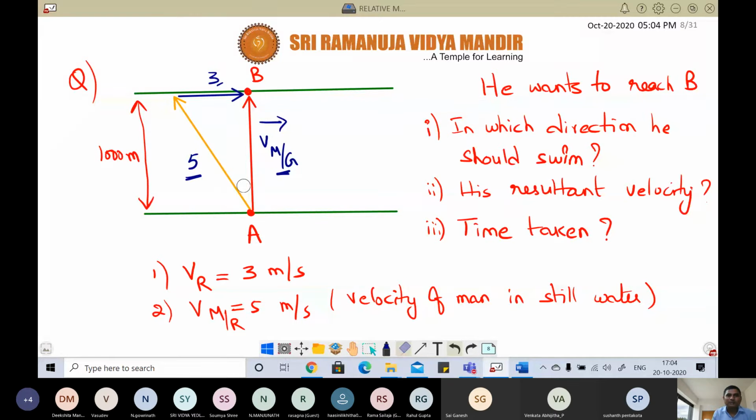They give the values also. Now you see they're asking first part in which direction he should swim. So now we know in this triangle two sides we know, 3 and 5. This is a right angle triangle only. So obviously this is a triplet. In mathematics there are some Pythagoras triplets: 3, 5, 4. Like that 12, 13, 5, another triplet. Yes, 5, 12, 13. So generally they'll ask these only in physics.